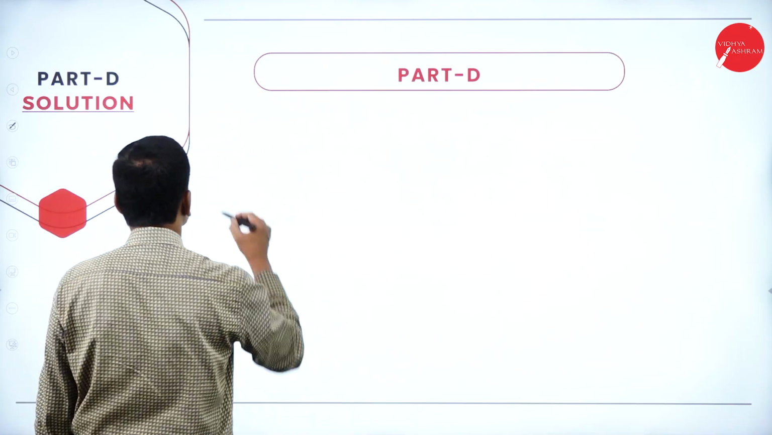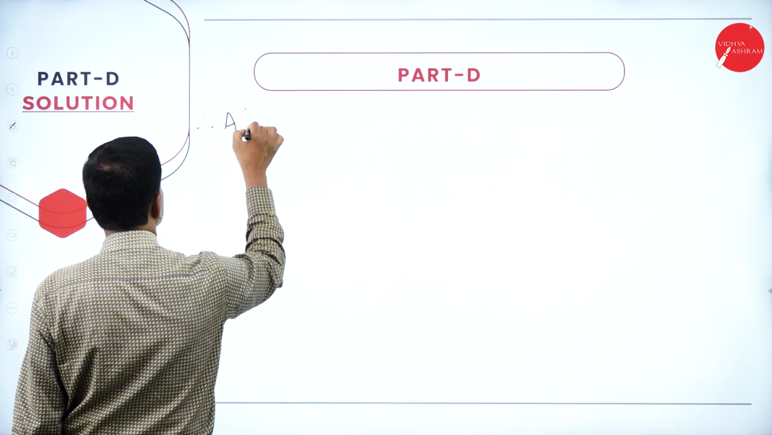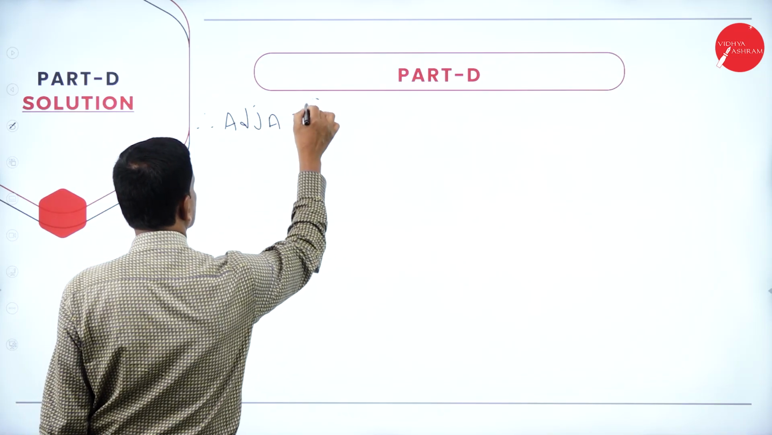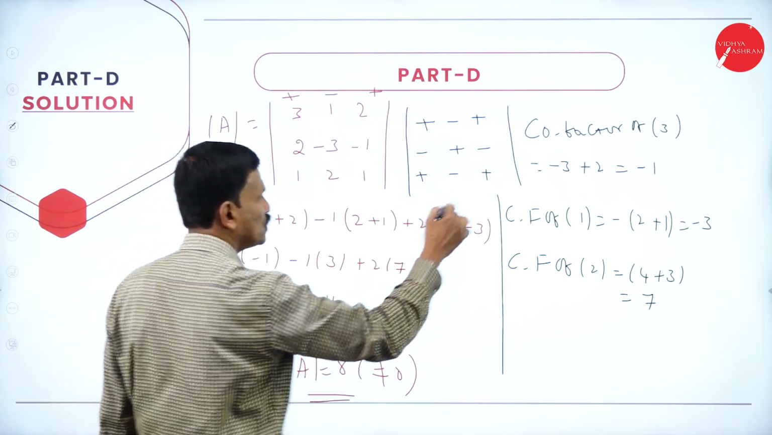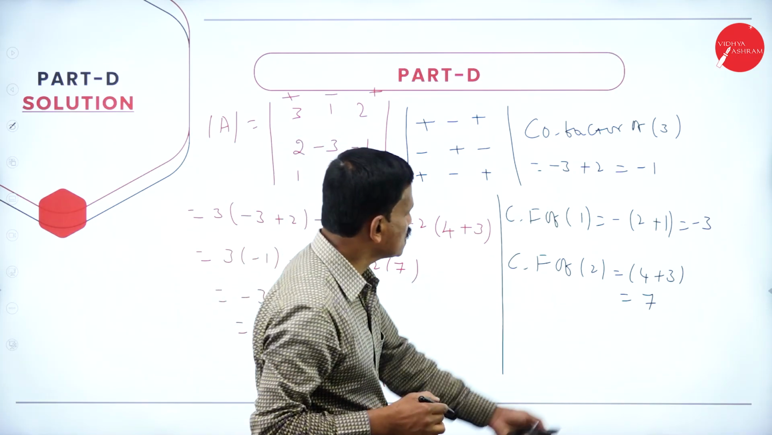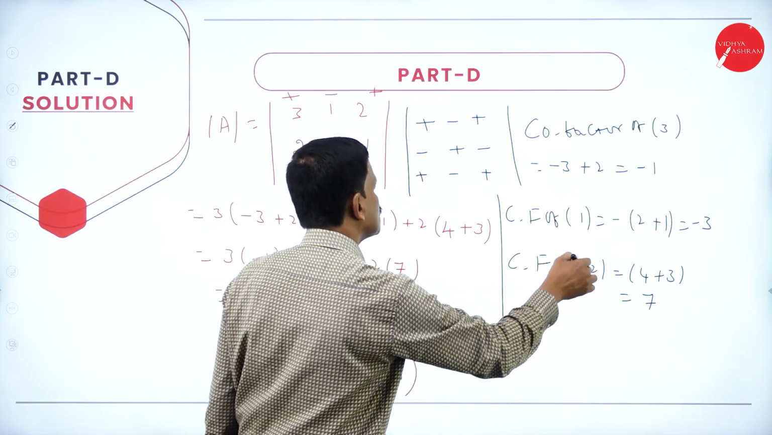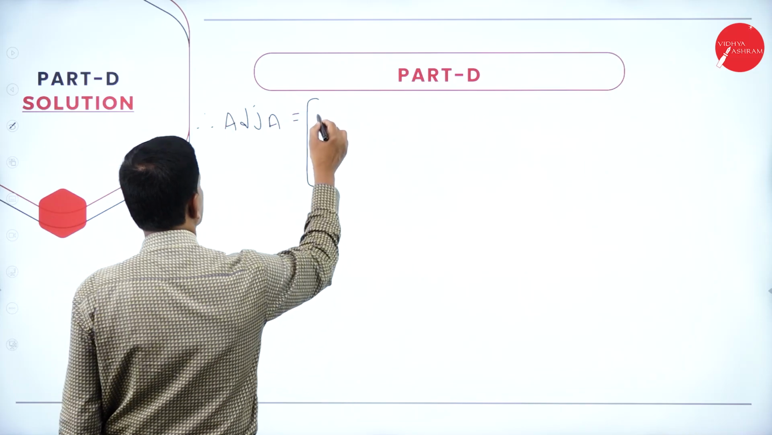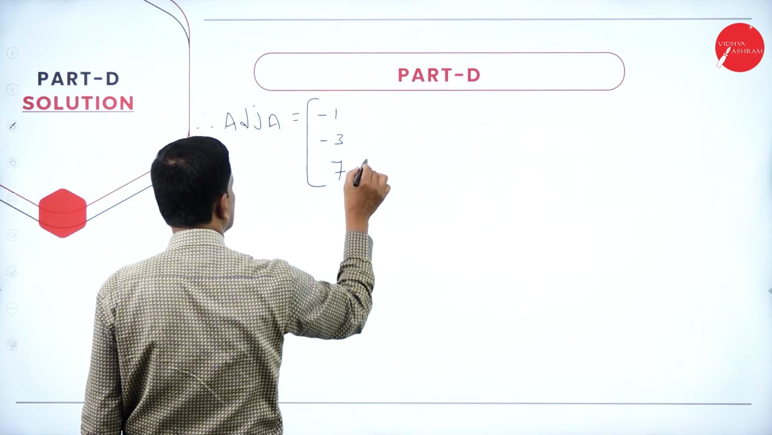So for the first row, the cofactors are minus 1, minus 3 and 7. Let me write here. Therefore, I will write the adjoint straight away. Adjoint of A is equal to, instead of writing the first row, let us represent this in a column. Minus 1, minus 3 and 7.